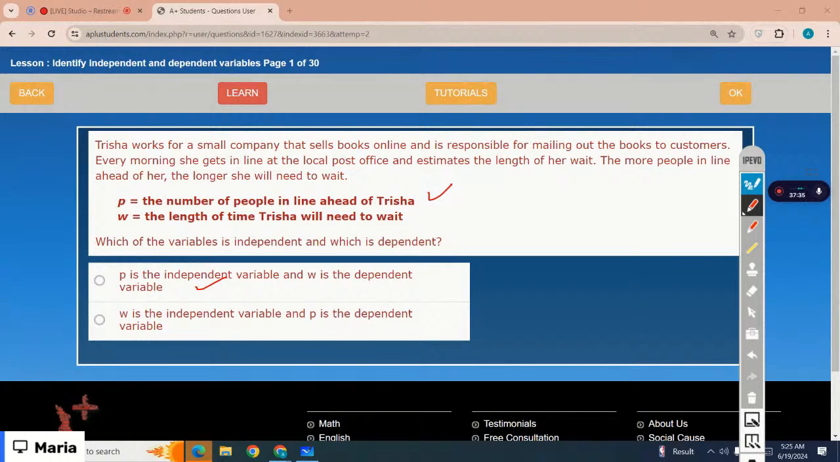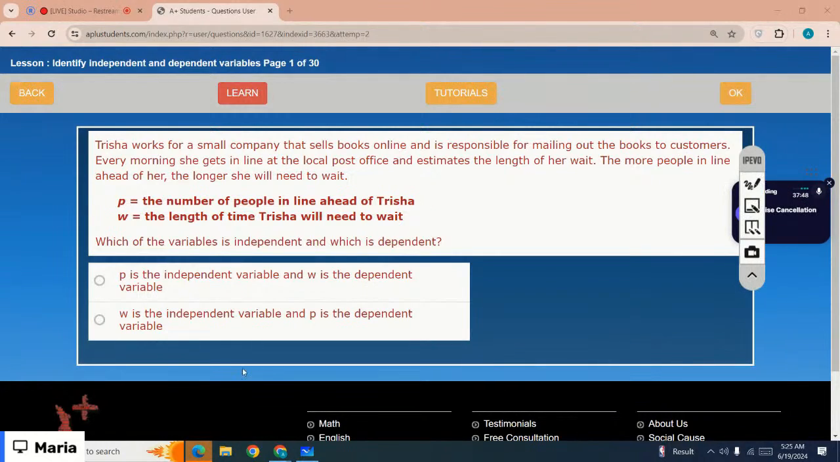If she has more people in line ahead of Trisha, she has to wait more. If she has fewer people, she has to wait less. So the correct option is P is the independent variable and W is the dependent variable. Got it? Option number 1 is the correct option.